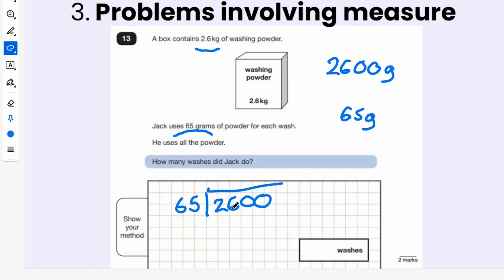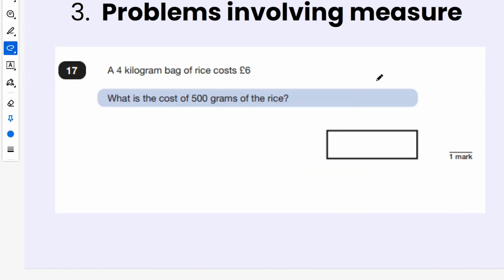And usually with long division, it's a whole number, which is the answer. I'll let you try and work that one out at home. But you can see again, what's required of the children is a multiple step approach to these worded problems. Okay, let's have a look at another type of reasoning problem now.